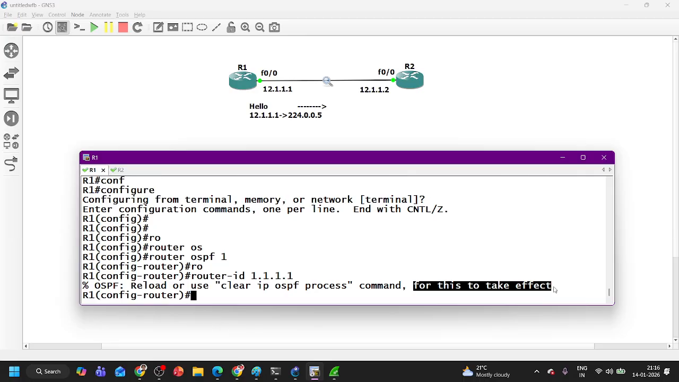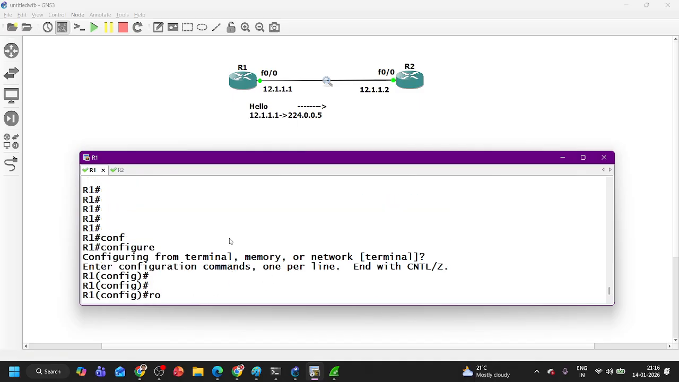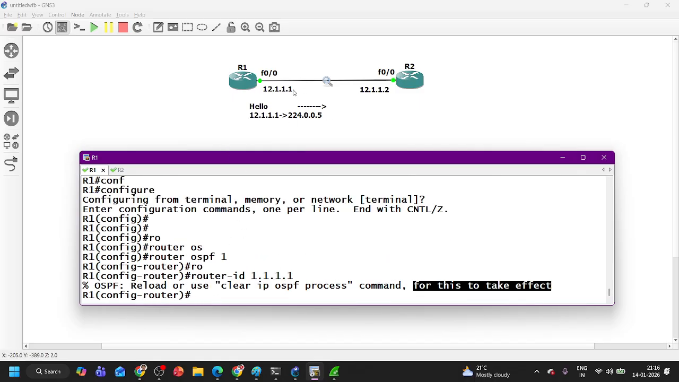Router 1 has already shared its database with router number 2, its neighbor. And there it has the router ID 1.1.1.1. Earlier the router ID was 1.1.1.1. That's why you are not allowed to change the router ID now. Once OSPF routers discover neighbors and neighborship is established, you are not allowed to change the router ID.